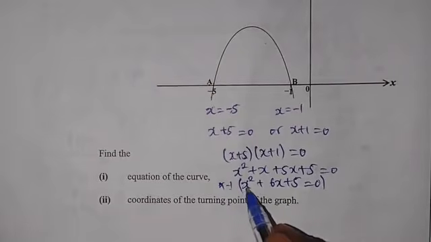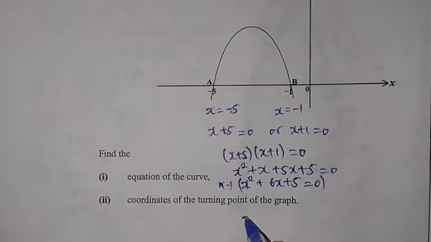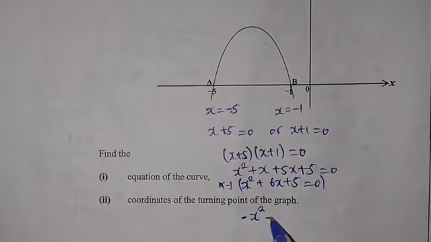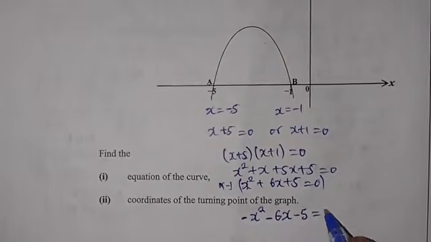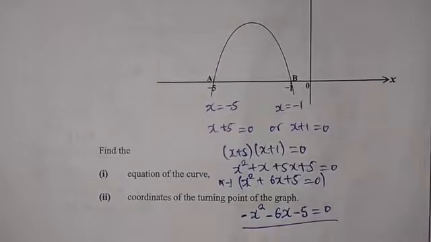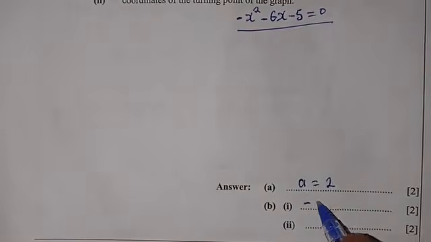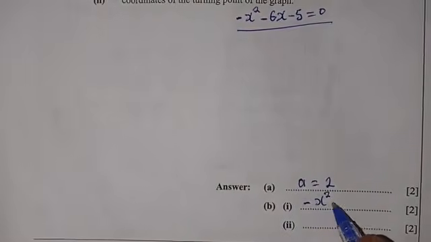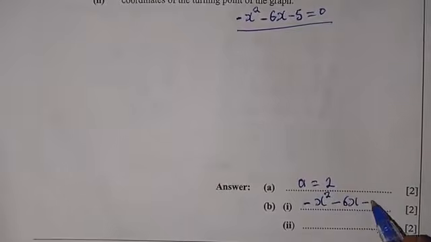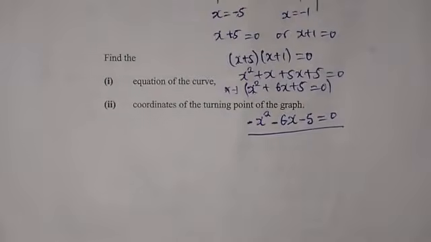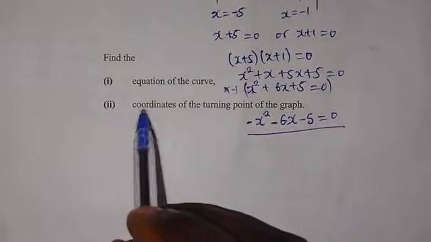Negative 1 times x squared will be negative x squared. Negative times positive will be negative 6x, and this will be negative 5 equal to 0. So this is the equation that was required. Here we have negative x squared minus 6x minus 5 equal to 0. Then we can come to question 2.